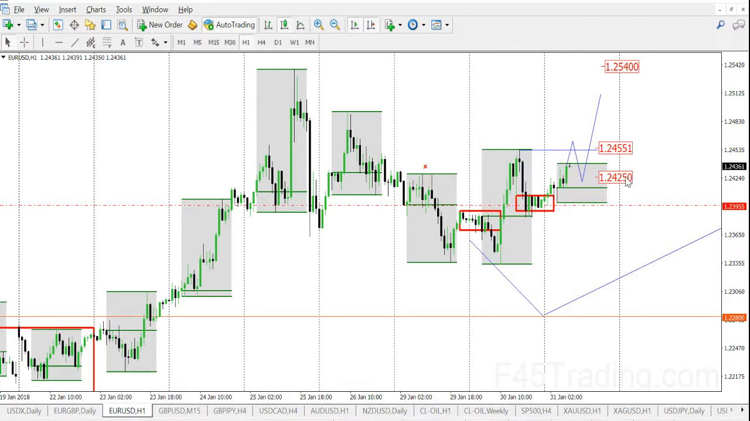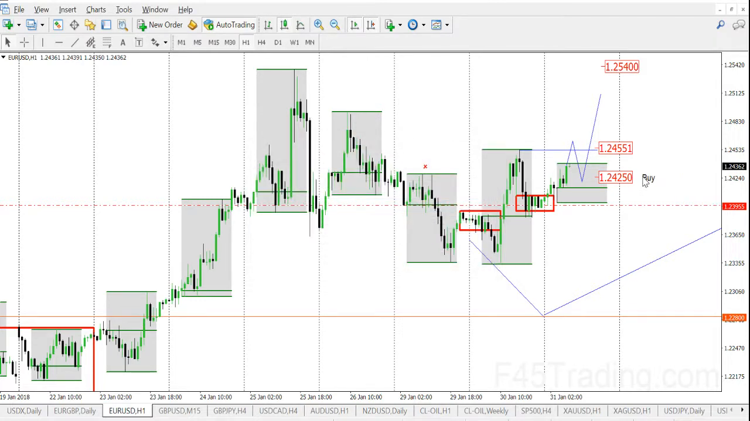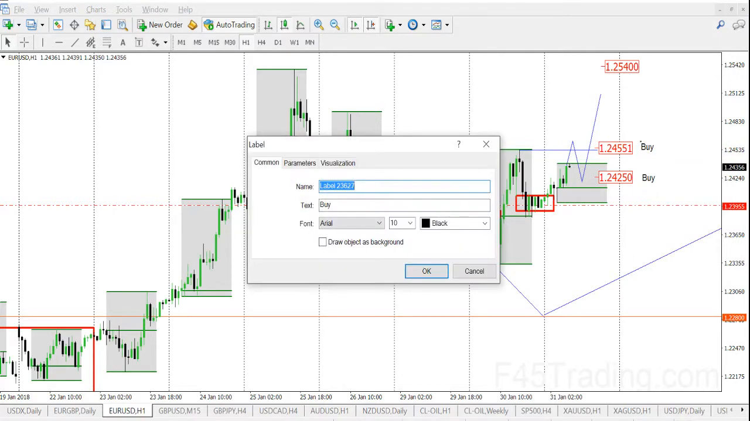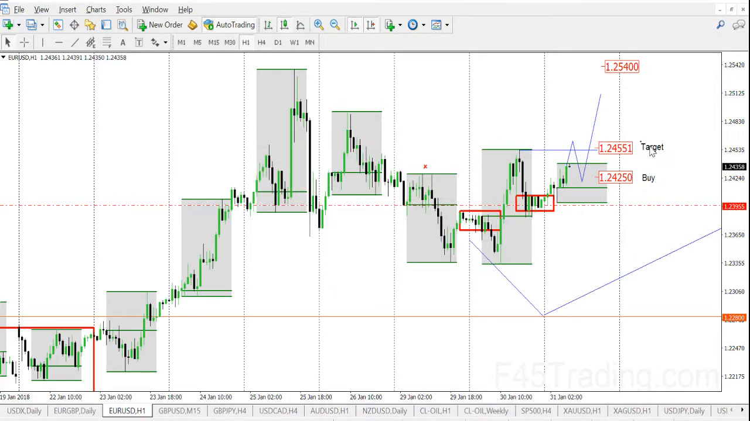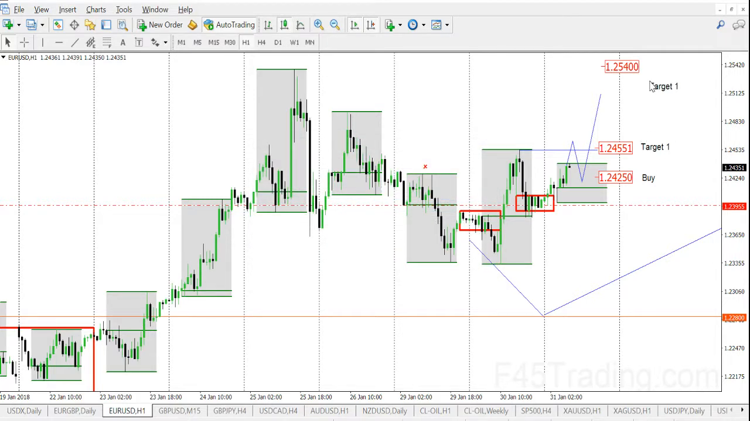You look for an entry down here, and I'll just maybe type these out, just in case it's not clear, which should be a buy. Target, and that's target 1, and this would be target 2, so this would be long term.